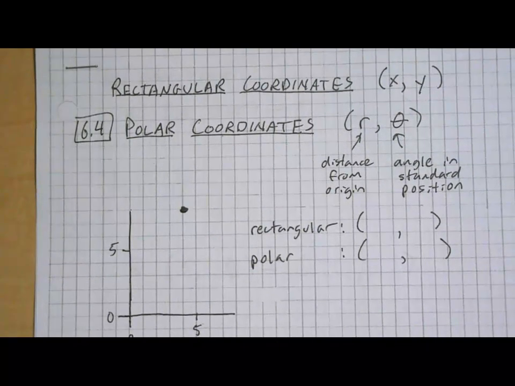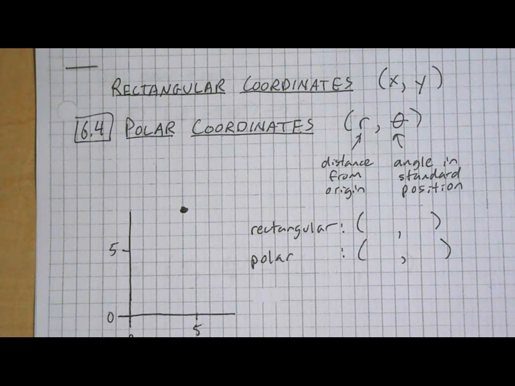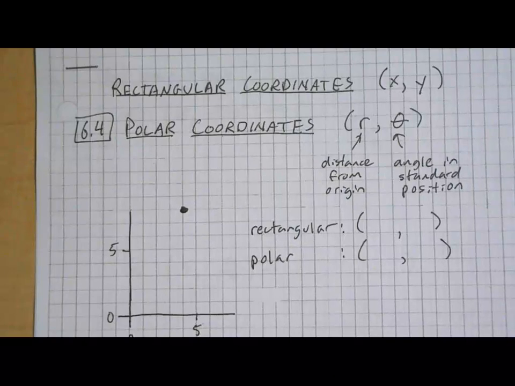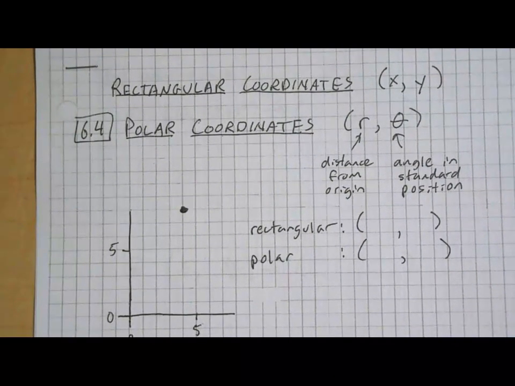Instead of telling someone how far to go left and right and then how far to go up and down, we're going to tell them which direction to point in. That would be the theta. And how far to walk. That would be the r. You're going to find lots of connections with this and vectors.